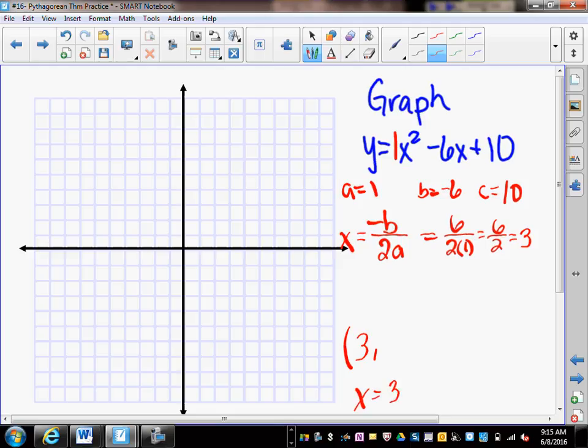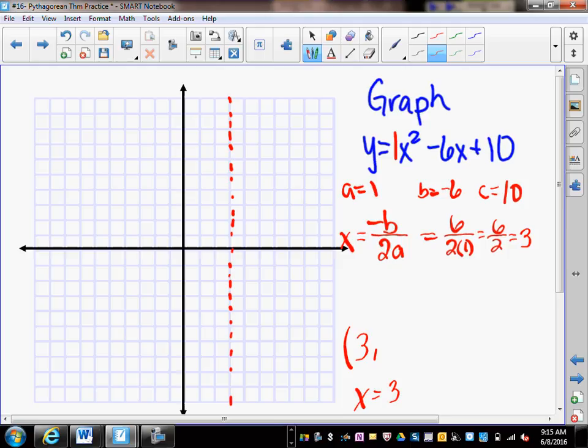So why don't we go ahead and draw our axis of symmetry? Always a dotted line. That's not actually part of our graph, it's just a reference to help us better graph. So go ahead on the back side of your graph, draw your dotted line of x equals 3.